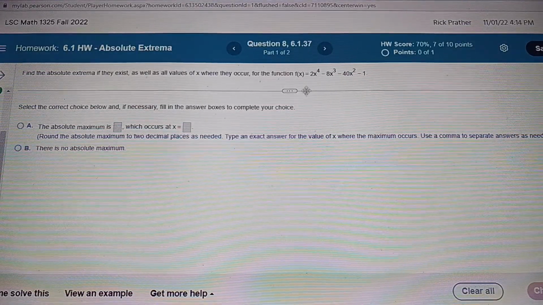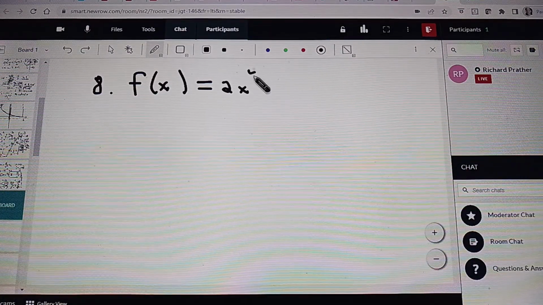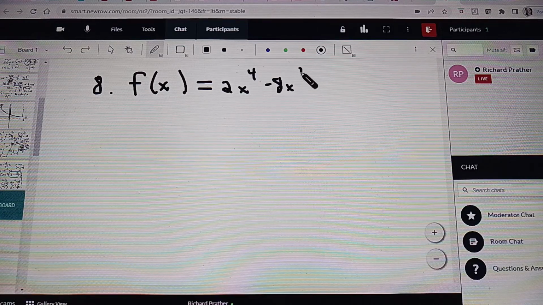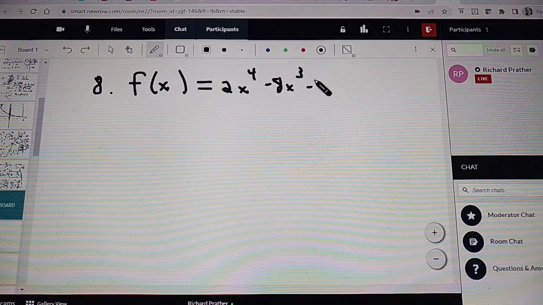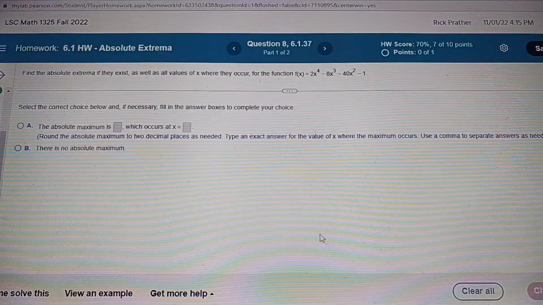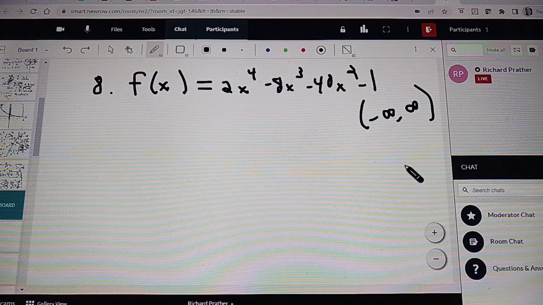So number 8, I've got 2x to the 4th minus 8x to the 3rd minus 40x squared minus 1. And my interval is apparently infinite because they don't mention anything. And these are polynomials, so normally their domain is infinite. So you got an infinite domain on any polynomial. So I can't use the extreme value theorem because I don't have a closed interval.